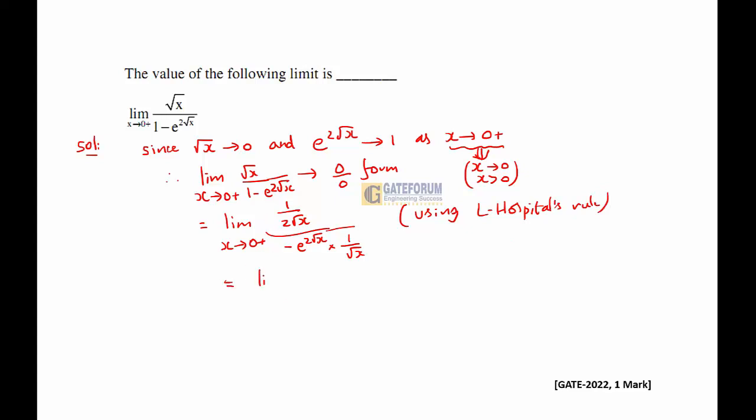Now this is limit x tends to 0 plus, and the 1 by root x cancels. So finally this is minus 1 by 2 times e to the power 2 root x. So this is minus 1 by 2, since e power 0 is already 1. So this is minus 0.5. So the answer is minus 0.5. This is the end of the question.